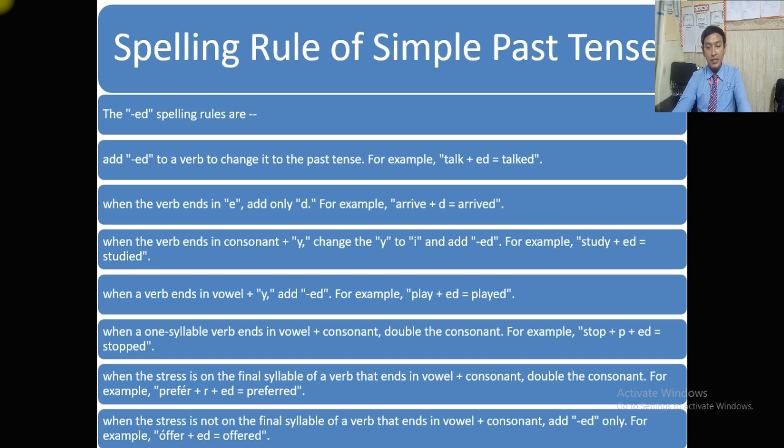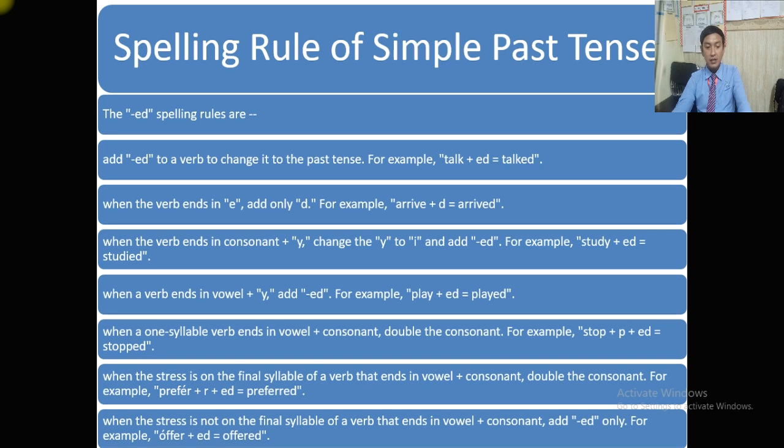Now come to see the next. When the verb ends in a consonant plus y, change the y to i and add ed. For example, study: we omit y and add ied. But you have to remember that if in front of y is a vowel, you cannot do this. We only focus on verbs that end in y with a consonant in front of y, so we omit y and add ied.